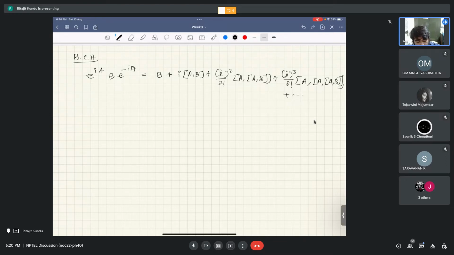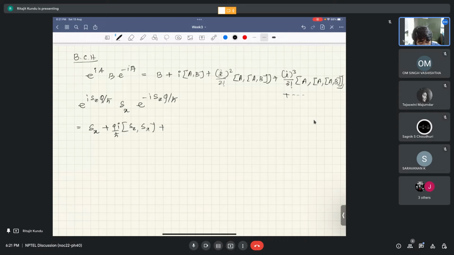What you want to calculate is e to the power i sz phi by h bar, sx, e to the power minus i sz phi by h bar. Now you can just use this BCH formula, the Baker-Campbell-Hausdorff formula, and write this set of commutators. The first one becomes sz comma sx, the second one becomes, okay, there will be phi by h bar.